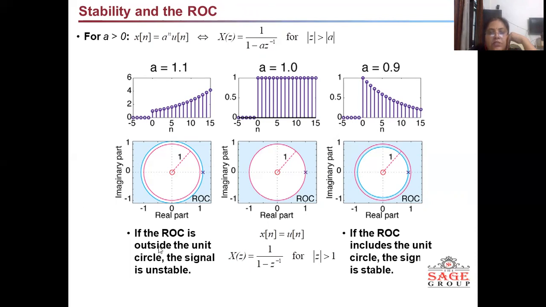Now, if the ROC is outside the unit circle, then the system is unstable. So the main condition is that if the ROC is outside the unit circle, then the system will be unstable. And if the ROC includes the unit circle, then the system is stable.